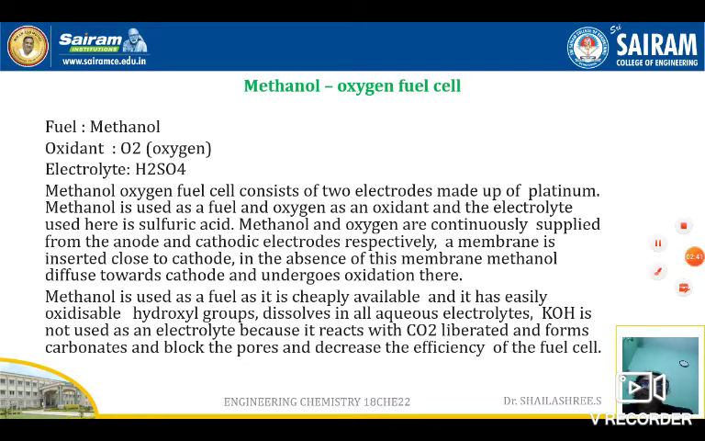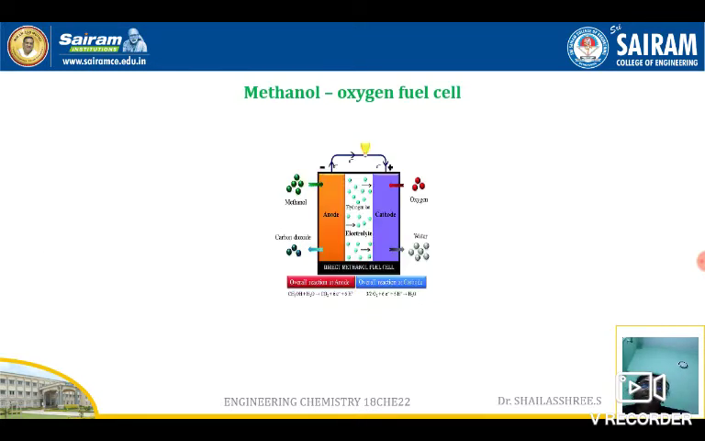So the fuel is methanol, and oxygen is the oxidant. Both are supplied through the anodic and cathodic electrodes. The electrolyte used is sulfuric acid, and there is a membrane close to the cathodic chamber. In the absence of this membrane, the methanol will easily diffuse towards the cathode and undergo oxidation there. So to prevent this reaction, there is a membrane here. This is the diagram. The methanol and oxygen are continuously passed into the fuel cell through the anode and cathode electrodes, and at the center you can see the presence of an electrolyte.